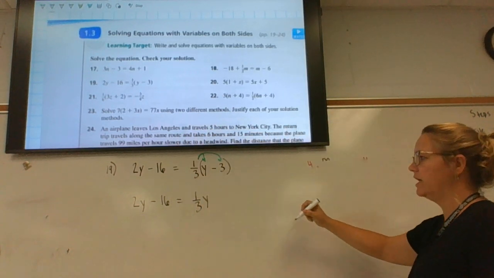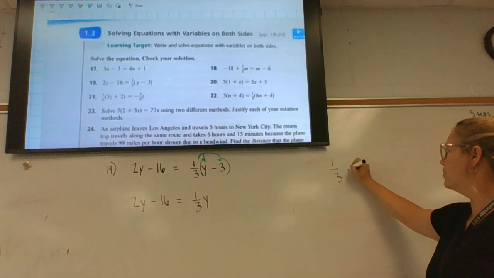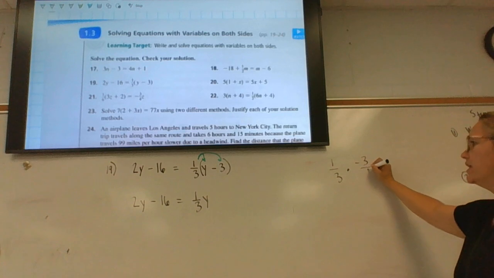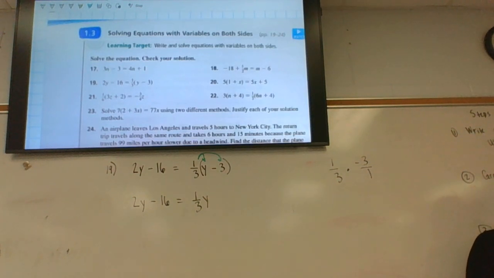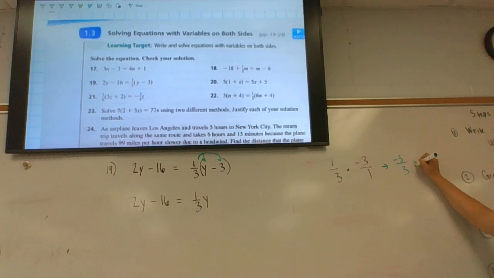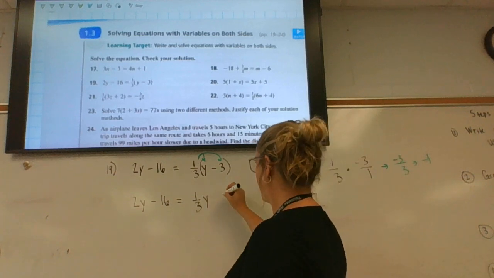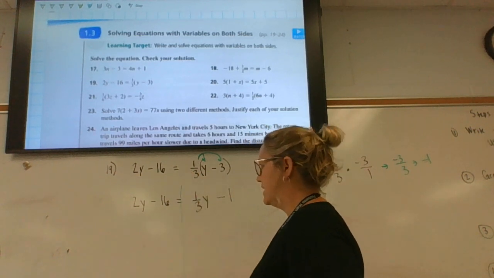One-third times 3. I'm just going to take a side note to show that. 1/3 times -3. The 3 is not a fraction, but I can put a 1 underneath it. I can always do that. So that would be 1 times -3 is -3. 3 times 1 is 3. -1. So I got this line here.